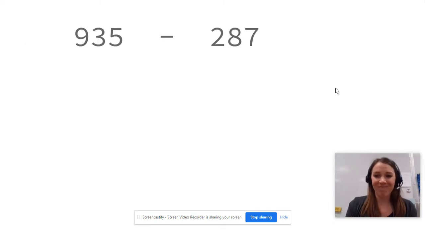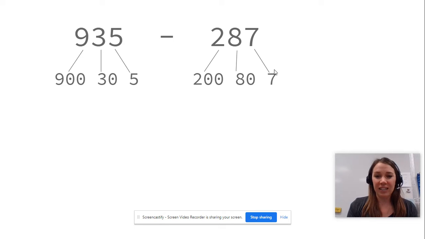Whew. Next, we're going to try some. So I'm going to split 935 into 930 and 5, and 287 into 280 and 7. Now that I've split them up, it's easier for me to see whether I have enough. Is 900 enough to take away 2 hundreds? Yes, 9 is enough to take away 2. Is 30 enough to take away 80? No, 3 is not enough to take away 8.